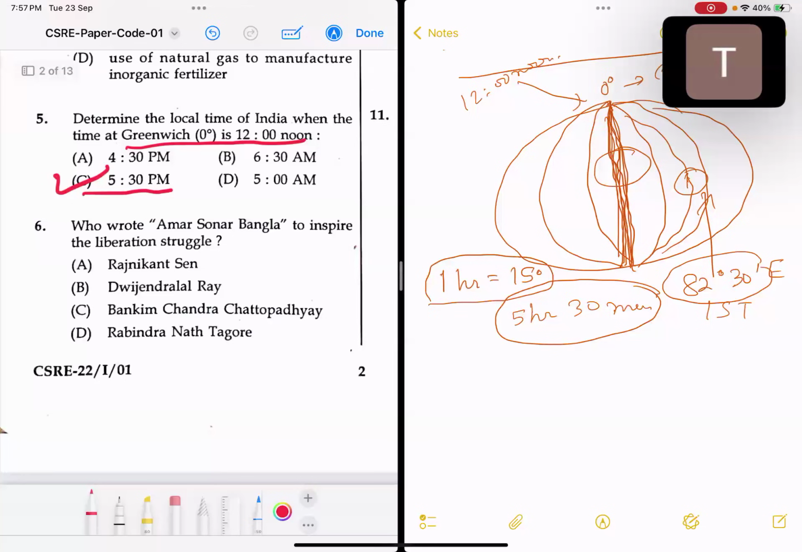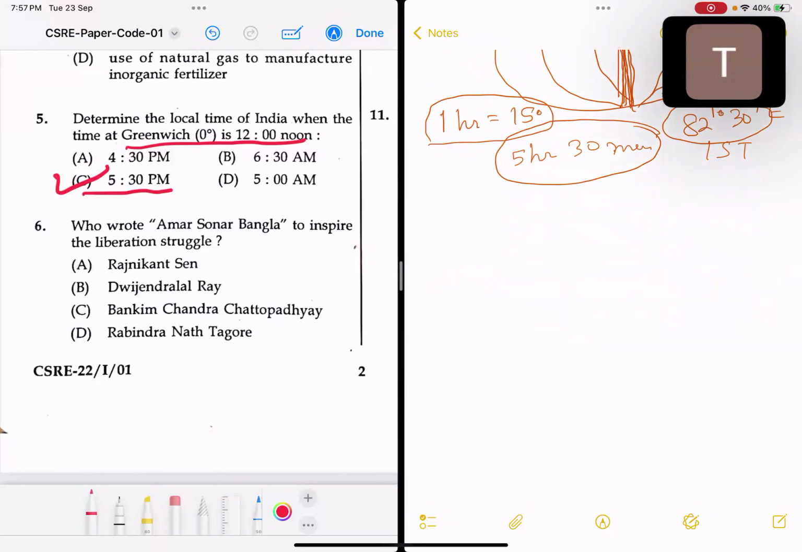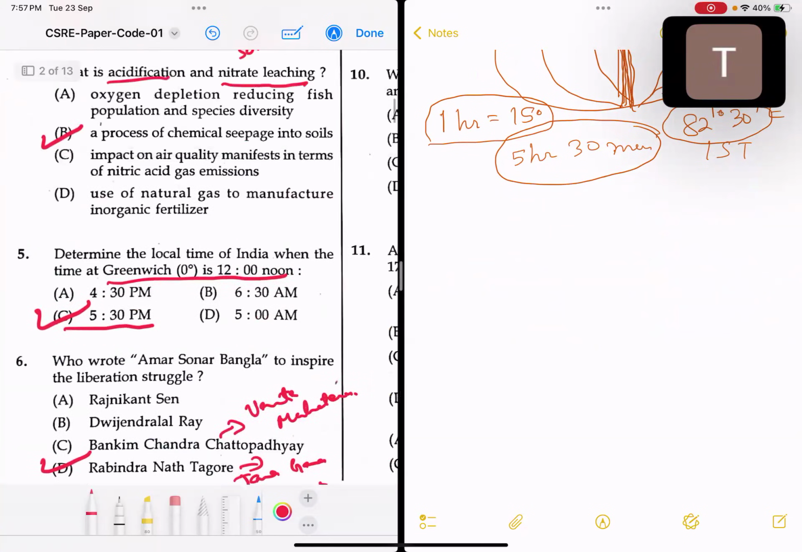Now let's come to question number 6. Who wrote the Amar Sonar Bangla to inspire the liberation struggle? We are all aware that it is written by Rabindranath Tagore. So the correct option is Rabindranath Tagore. Apart from this, he also wrote the Jana Gana Mana. Option C, Bankim Chandra Chatterjee, wrote the Vande Mataram, the national song. So the correct option is D.